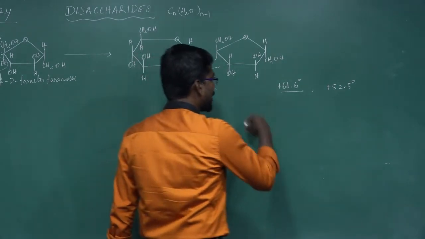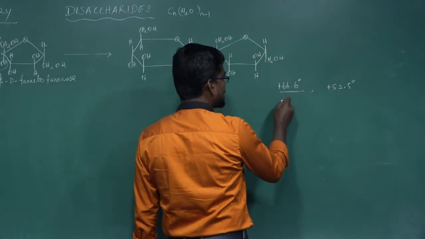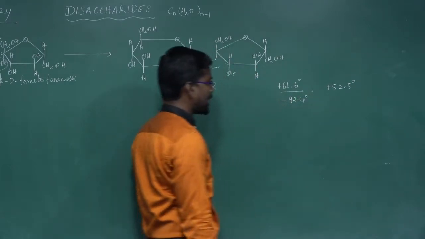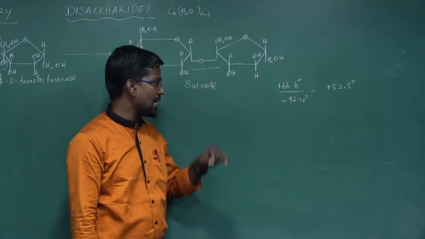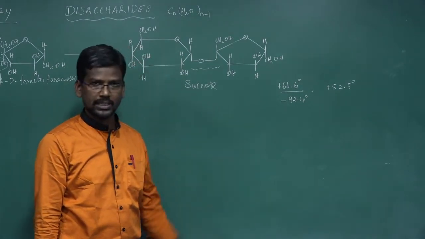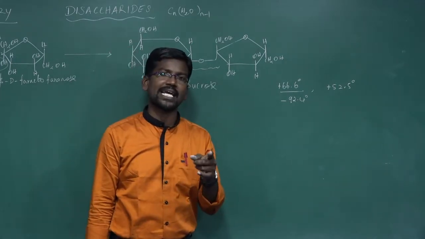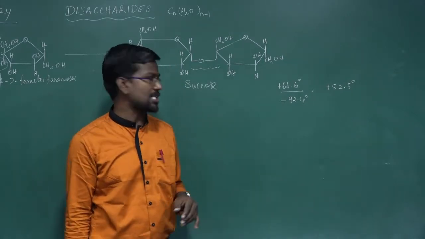Another one, fructose. The fructose molecule's specific rotation, or optical rotation, is minus 92.4 degrees. The minus sign indicates the fructose molecule is a levorotatory substance. We have already learned in optical isomers that a positive sign indicates a dextrorotatory substance and a negative sign indicates a levorotatory substance.